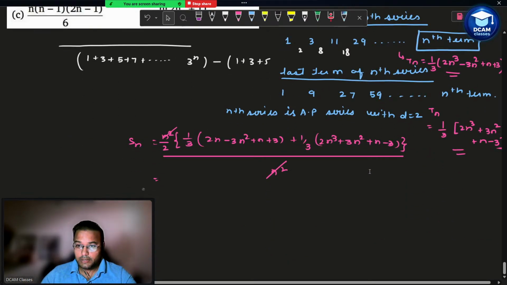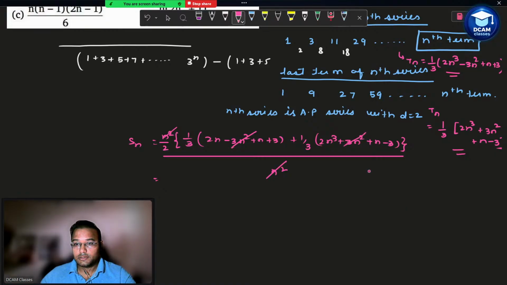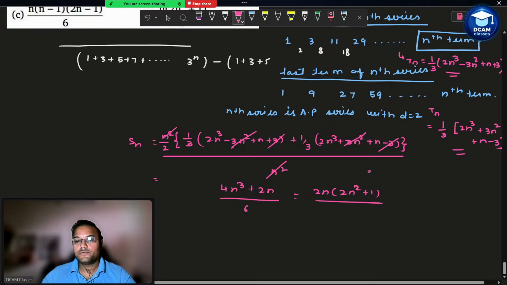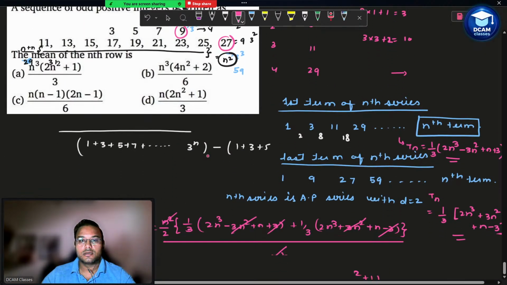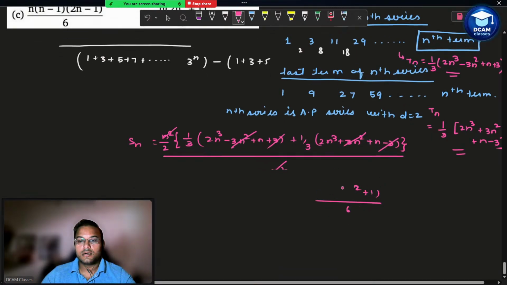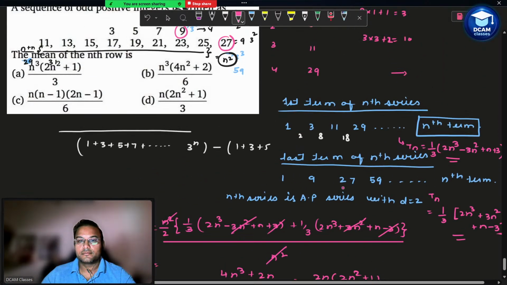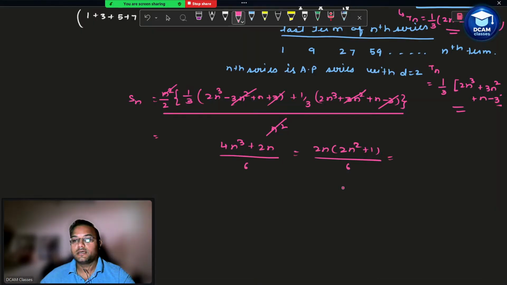Okay, then you can solve it. This will be 4n cube plus 2n by 6, which is 2n into 2n square plus 1 by 6. This is the answer, where it is n into 2n square plus 1 by 3.